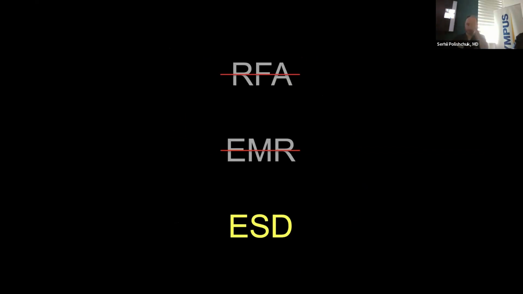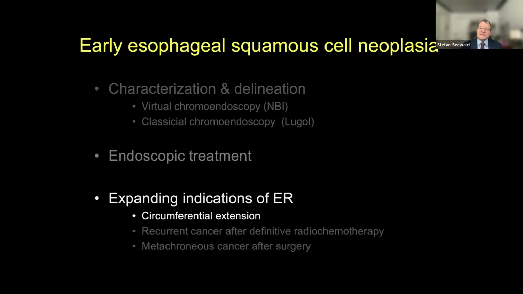Okay, so the endoscopic submucosal resection technique, where we can have the resection en bloc in one piece, is the therapy of choice for early squamous cell cancer. And the technique has been tremendously developed within the last 10 years. And also in Europe, we are now able to perform endoscopic submucosal dissection on a regular basis.